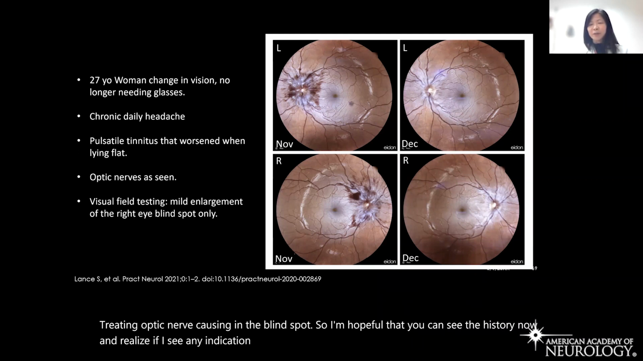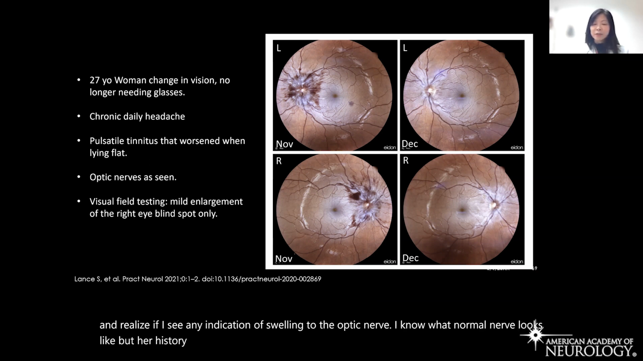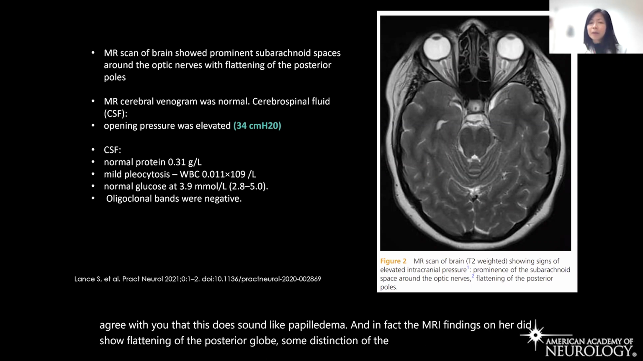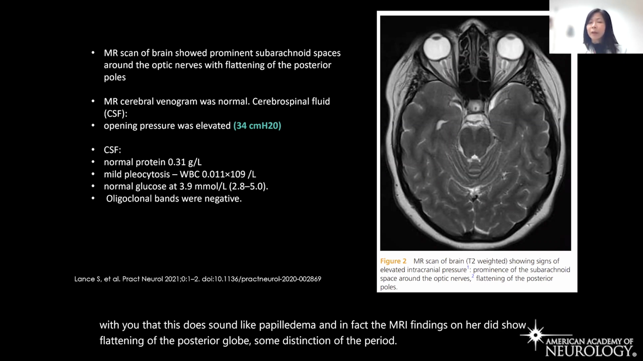So I'm hopeful that you can see the history now and realize, if I see any indication of swelling to the optic nerve, I know what a normal nerve looks like, but her history really points towards increased intracranial pressure. And I would now agree with you that this does sound like papilledema. And in fact, the MRI findings on her did show flattening of the posterior globe, some distension of the meninges around the optic nerve.